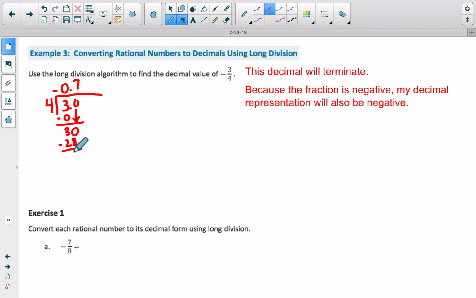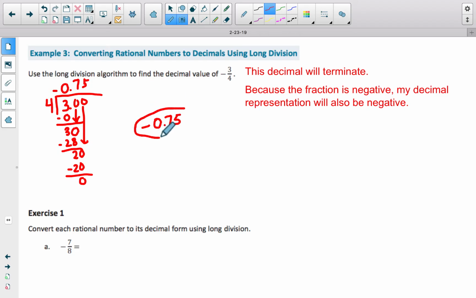Subtract here, get 2. Now I have to bring down another 0 because I still have a remainder. 4 goes into 20 5 times. 5 times 4 is 20. And we subtract here, and you have no remainder. So this negative 3/4 as a decimal is negative 75 hundredths.